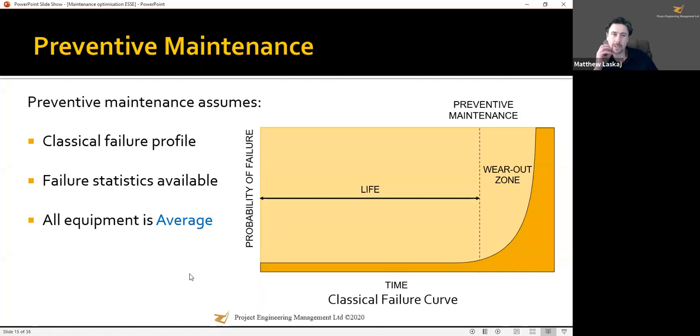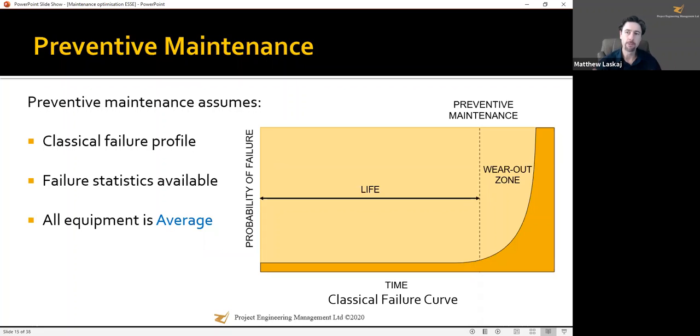But there's a few problems with that. The first one is that we assume that all of our equipment that we do planned maintenance on follows this classical failure profile. The second one is that the failure statistics are actually available. How accurate is the information we've got on the life expectancy of our equipment? And then the third big assumption is that all equipment is average.